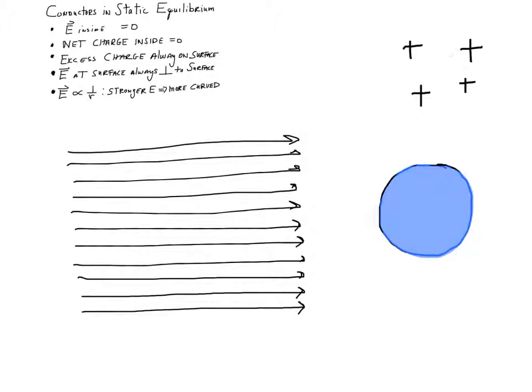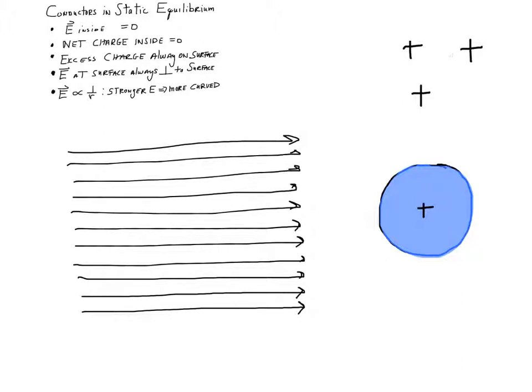So notice what happens if I put a charge inside the conductor. Then that's going to lead to a field inside the conductor, right? Picture the field. So now we have something that's forbidden. We have a charge inside a conductor. We have an electric field inside a conductor.